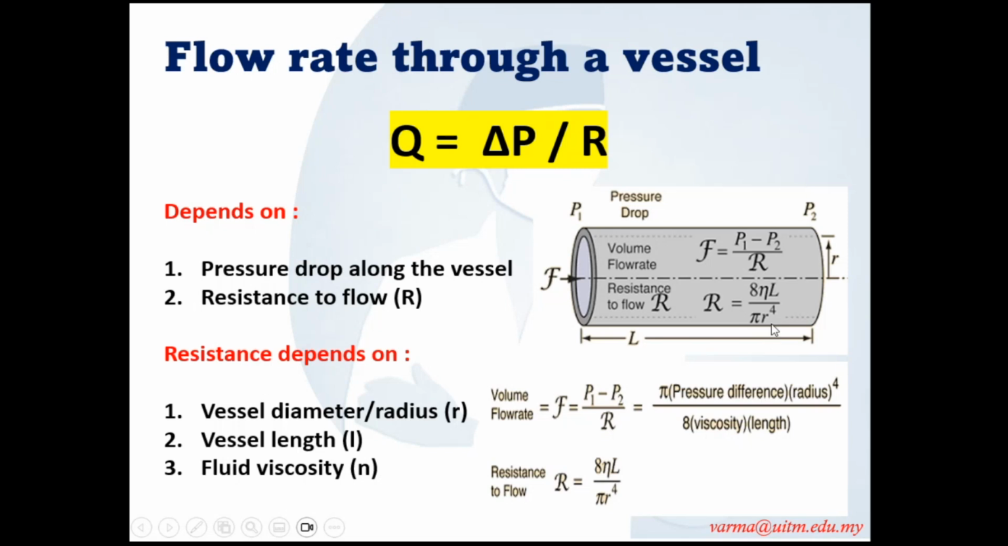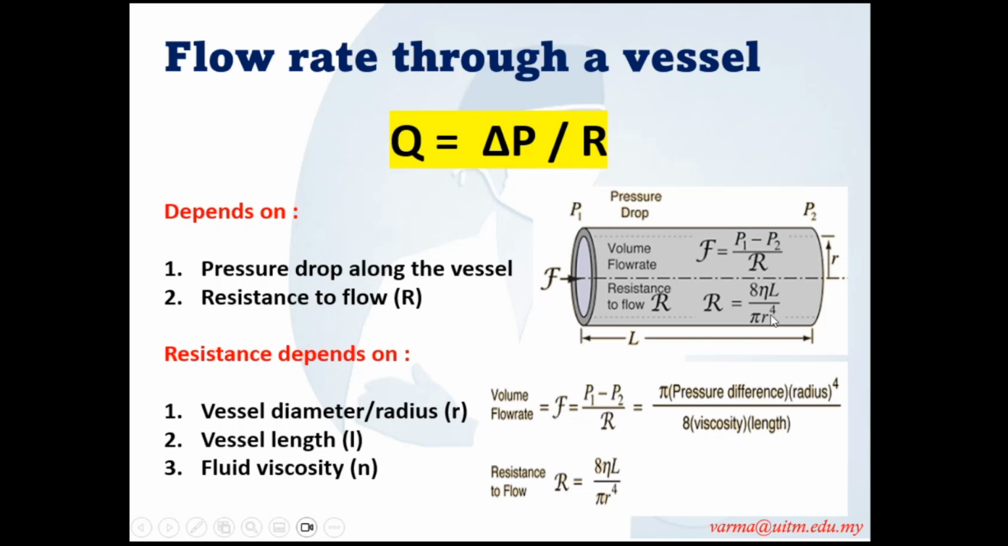Okay. When the radius is low, your resistance will be high. It's inversely proportional: the smaller the vessel, the greater the increase in resistance. Because of r to the power of 4, any doubling of the radius will change the resistance by 16 times. I'll come to the calculation later.